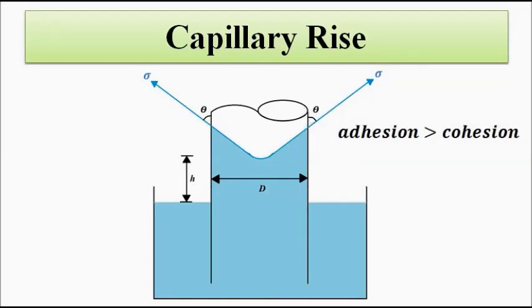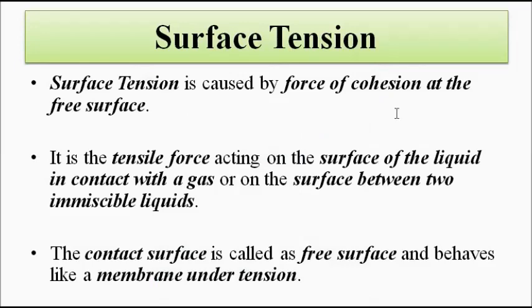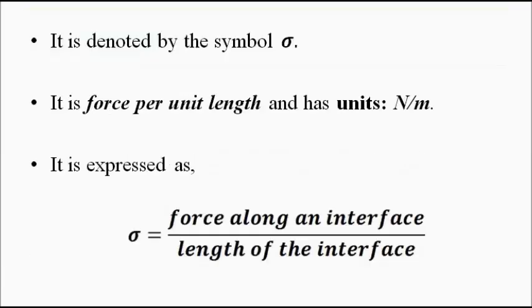The surface tension is the force of cohesion at the free surface, or the tensile force acting on the free surface. It is given by the formula sigma, which is the force along the interface or the free surface, divided by the length of the interface. So it is force per unit length, Newton per meter. It is denoted by the symbol sigma.